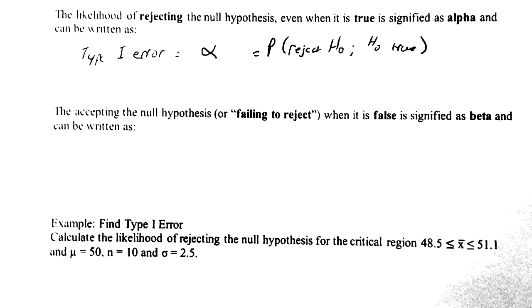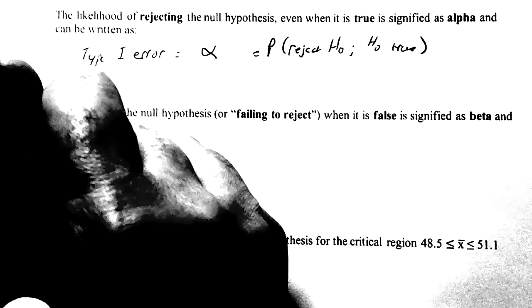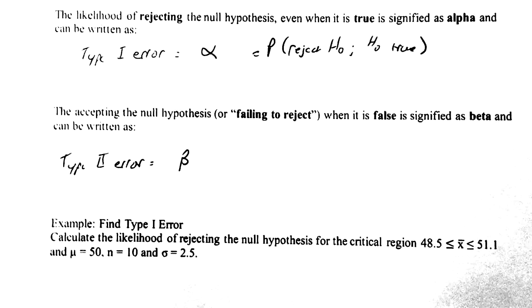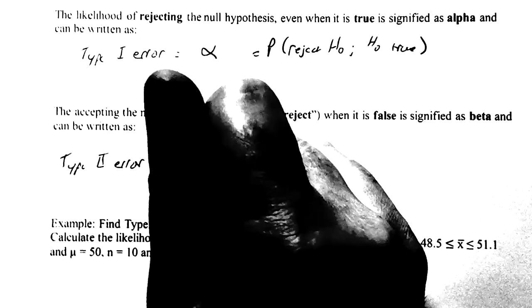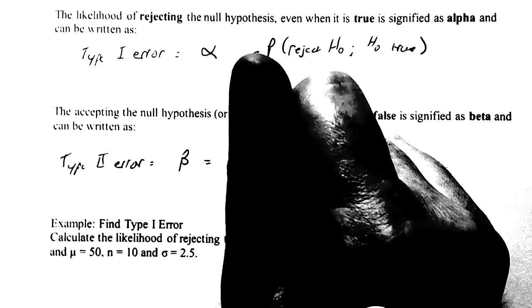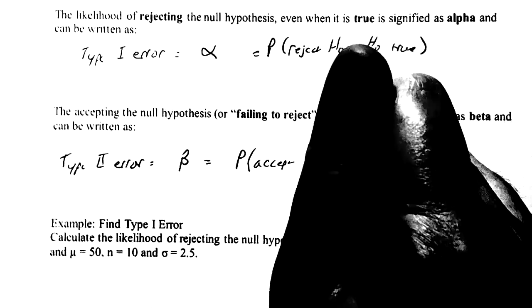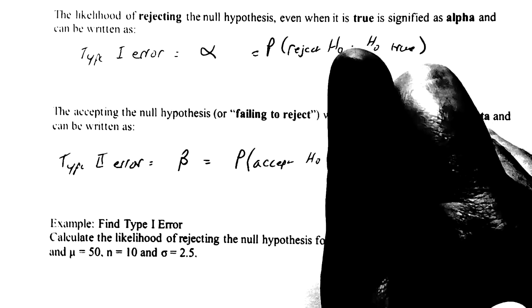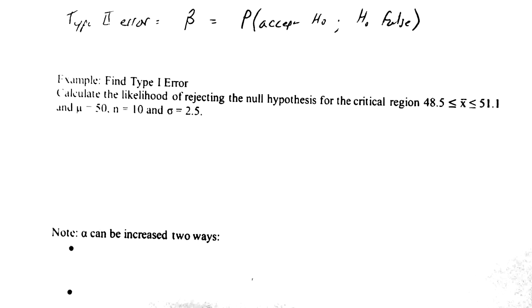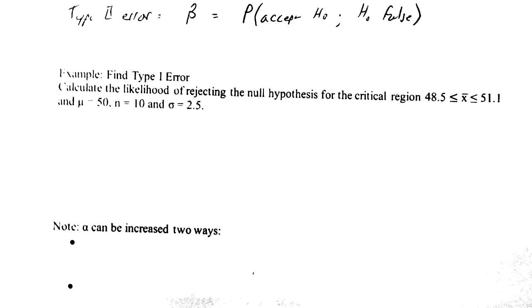Now, the other issue you could have is a type 2 error, and that means we accept the null hypothesis when it's false. So type 2 error is equal to beta, and that means the probability we accept H0 even though H0 is false. And so we can calculate what those probabilities are using our old Z statistic.